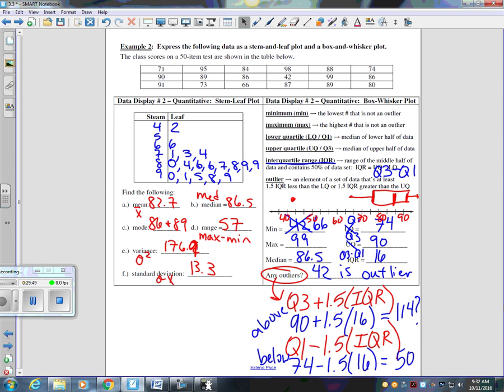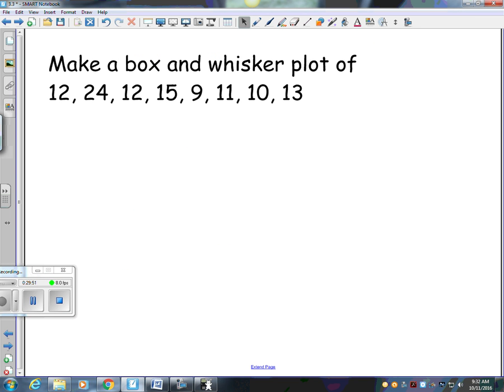Okay, you do not need to write this one down, but I feel like we need to do one more quick example. So, make a box and whisker plot of these numbers. What do you think you need to do with those numbers first? Put them in stat. So everybody do that. You don't need to write it down, but you do need to type them in stat.